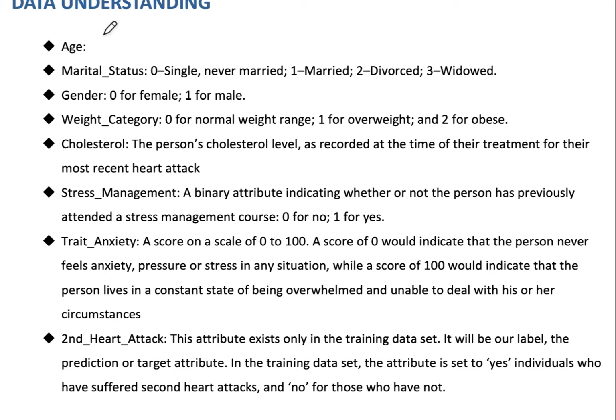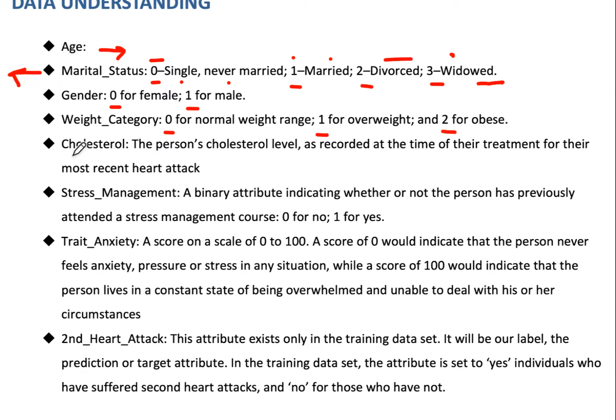So our data here has a couple of attributes. The first one is the age of a patient. Then we have the marital status of that patient, which is coded by 0 if it's single or never married, 1 if it's married, 2 if it's divorced, 3 if it's widow. Now the gender, 0 if it's female, so remember that, and 1 is male. The weight category, 0 if the patient has a normal weight range, 1 overweight, and 2 if it's obese.